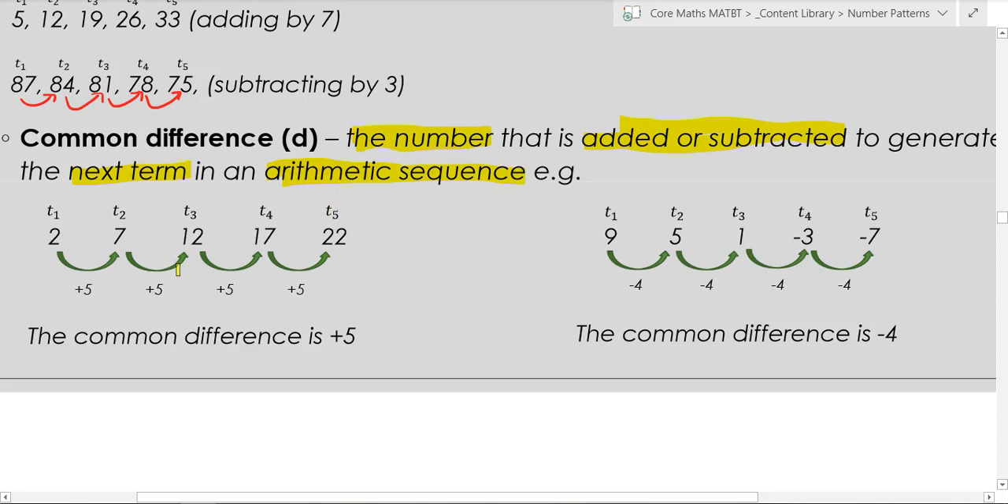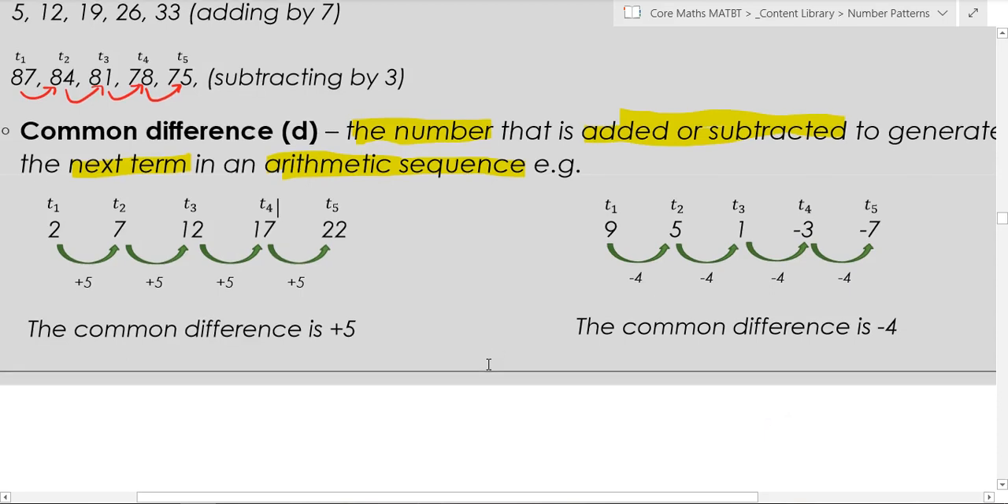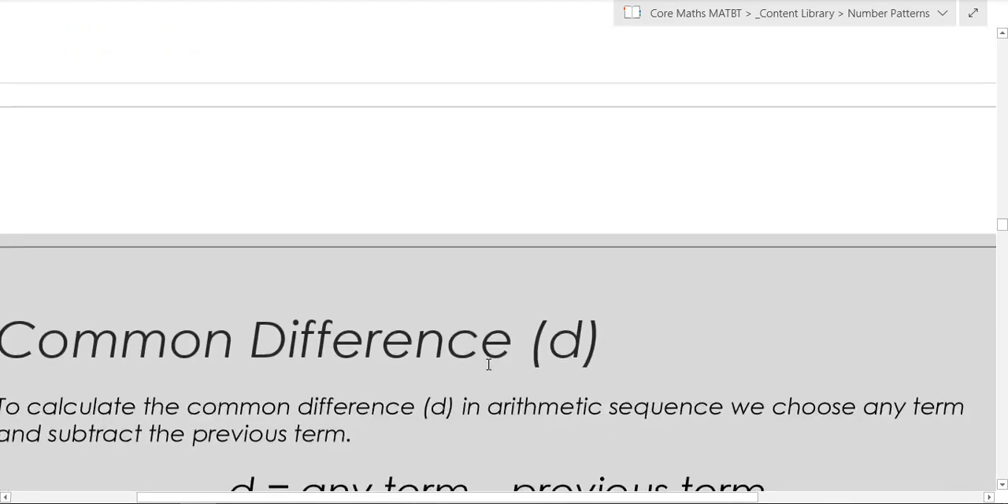In this example here, I've got the number 2, then 7, then 12, then 17, then 22, which means we're adding up by 5. So the common difference is plus 5, or positive 5. In this sequence, I've got term 1 to be 9, 5, then 1, negative 3, then negative 7, and we're subtracting by 4. So the common difference is minus 4. The common difference is the amount that you're either adding or subtracting to get the next term.